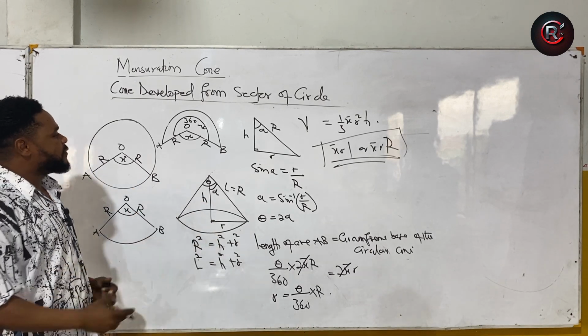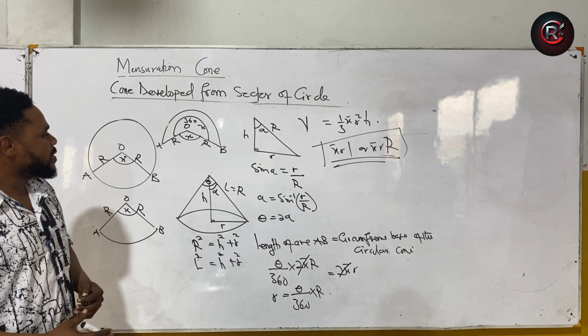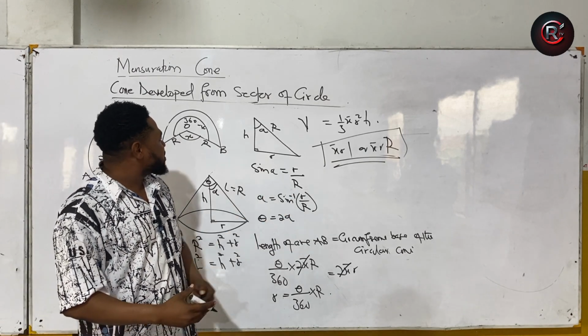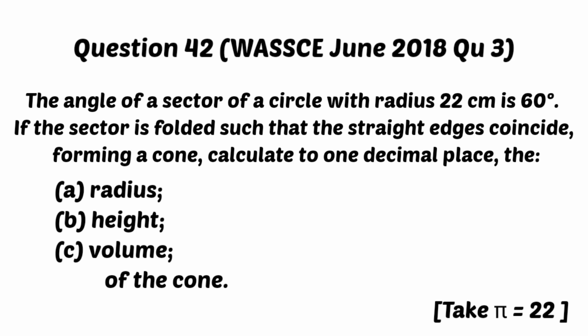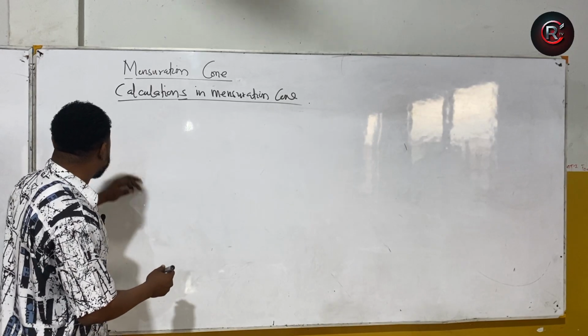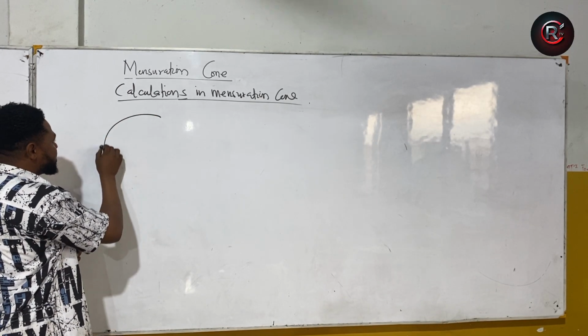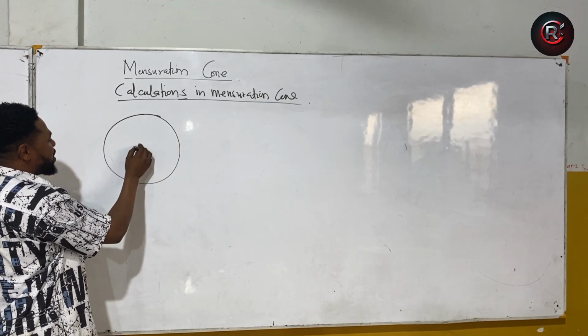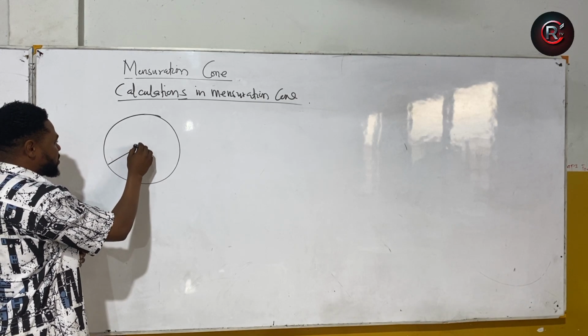All right, so these are some few formulas that we can have here. Watch out for some calculations under cone. Let's see how we can solve the questions on the screen with the formulas that we studied so far. Now, we have been given a circle with a sector. So this is the circle that we have.